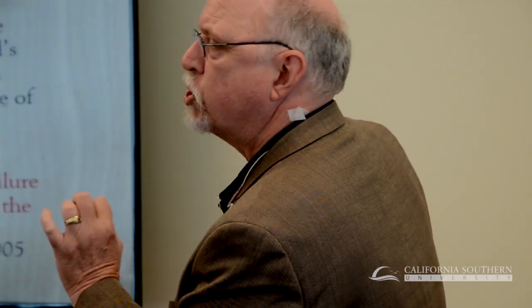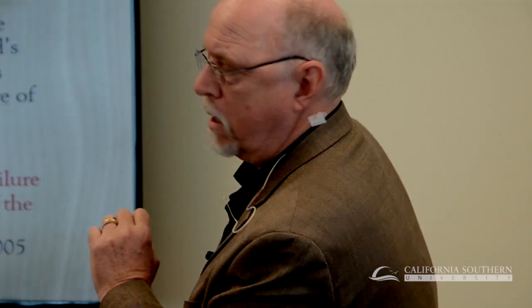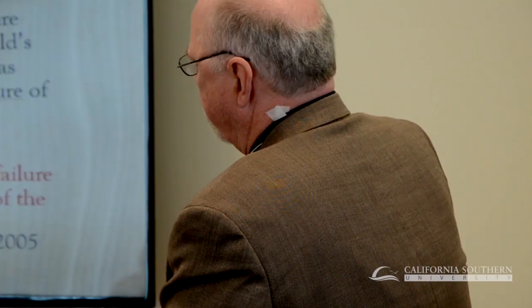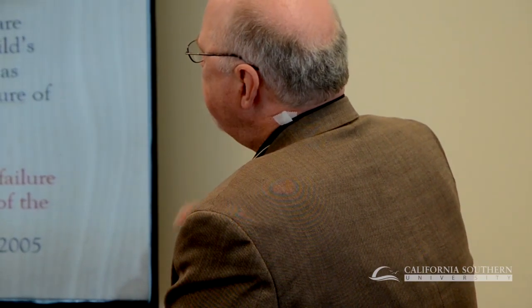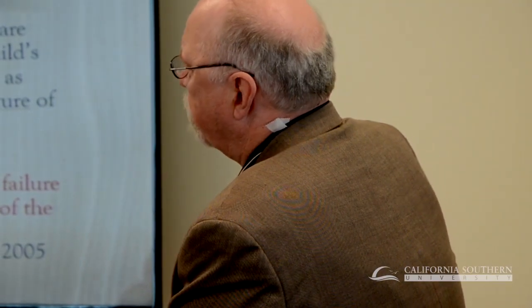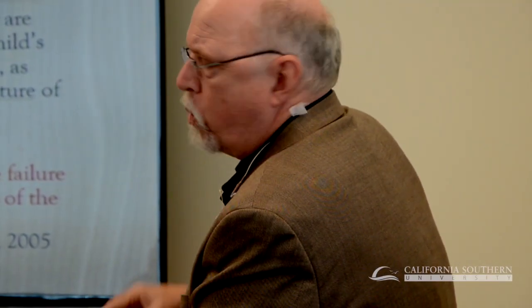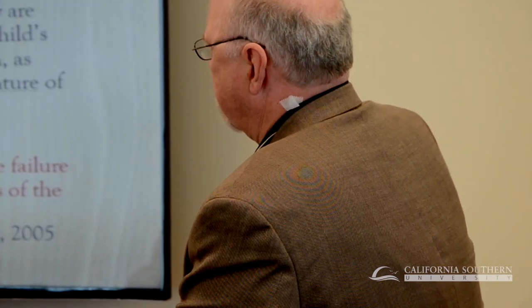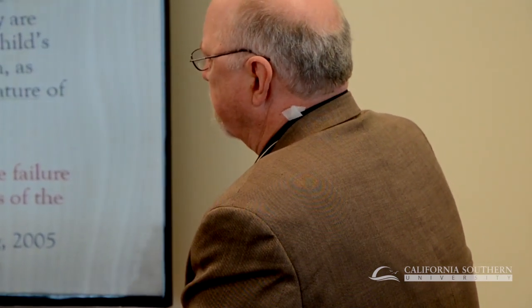Now this coalition across generations is extraordinarily destructive. Kerig talks about the breakdown of the parent-child relationship, or the enmeshment of parent and children. The breakdown of appropriate generational boundaries between parents and children significantly increases the risk for emotional abuse. When parent-child boundaries are violated, the implications for developmental psychopathology are significant.